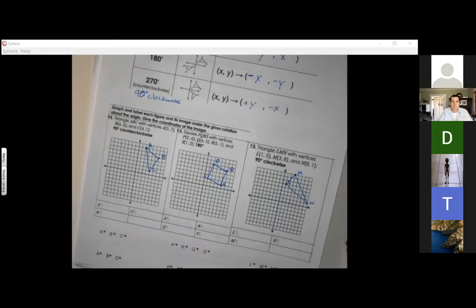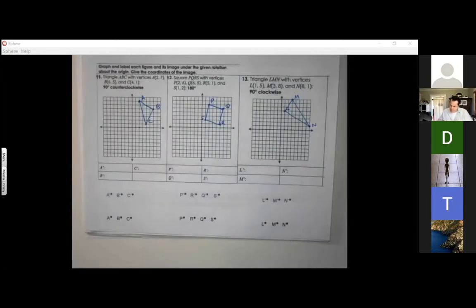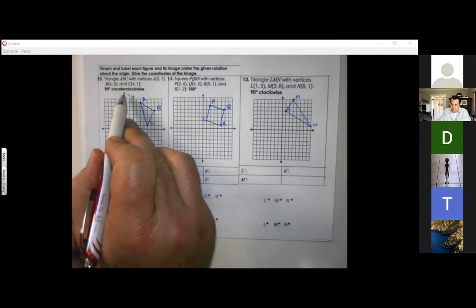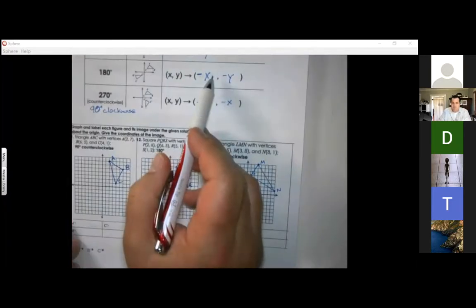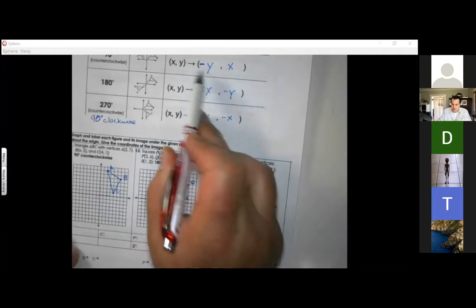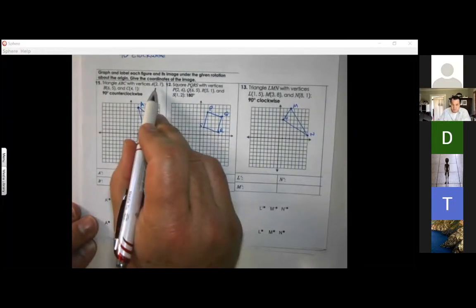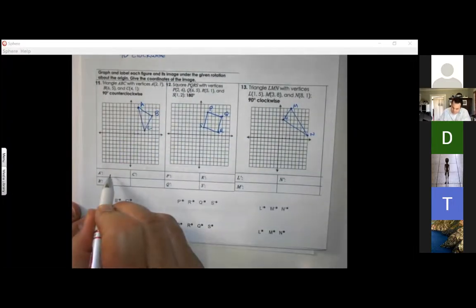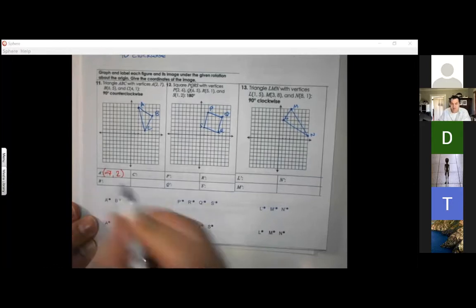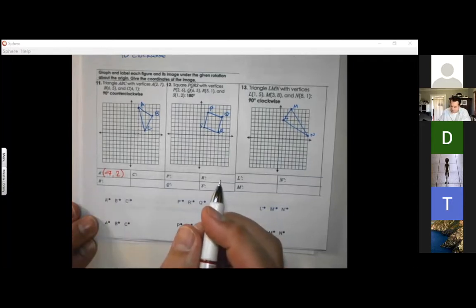Okay, so now what we want to do is go 90 degrees counterclockwise. Our rule up here said that we're going to swap the X's and Y's and change the sign of the first one. So A prime, it used to be 2, 7. So the new point will be 7, 2. And then I need to make the first one change signs. So it'll be -7, 2.